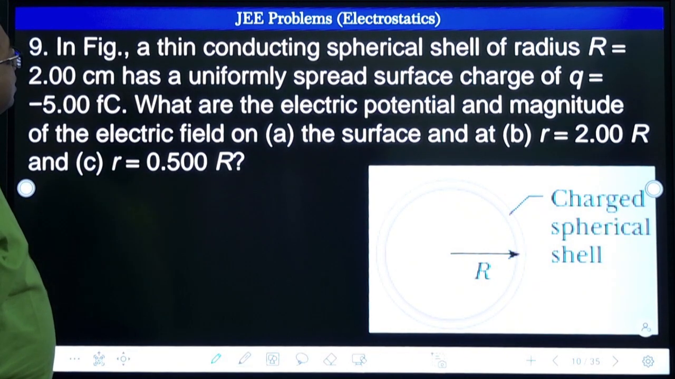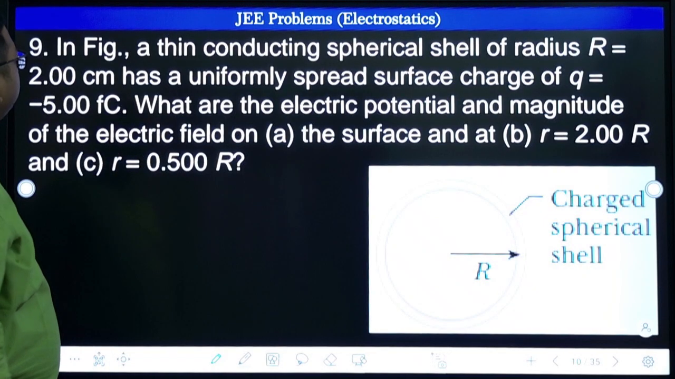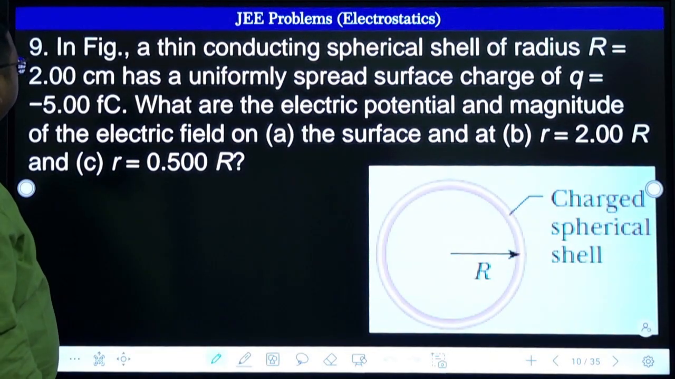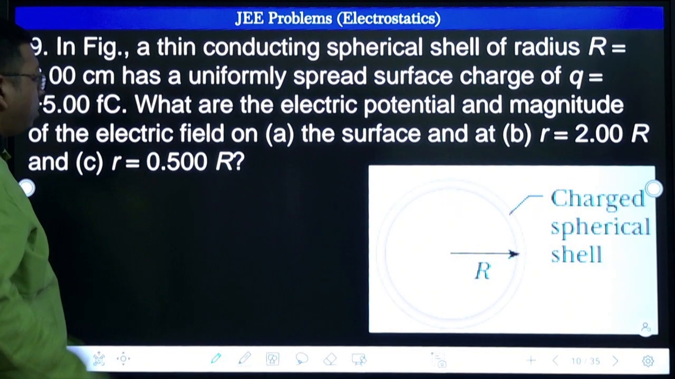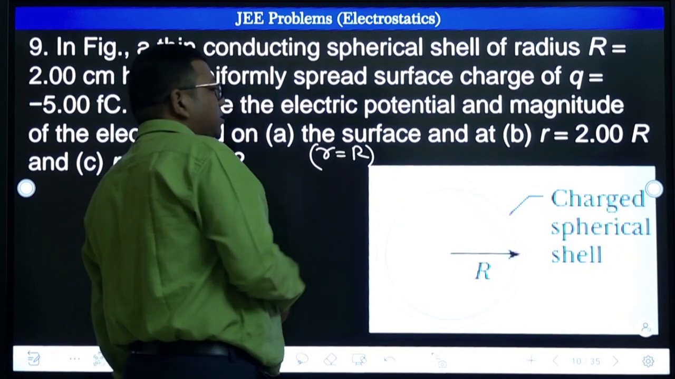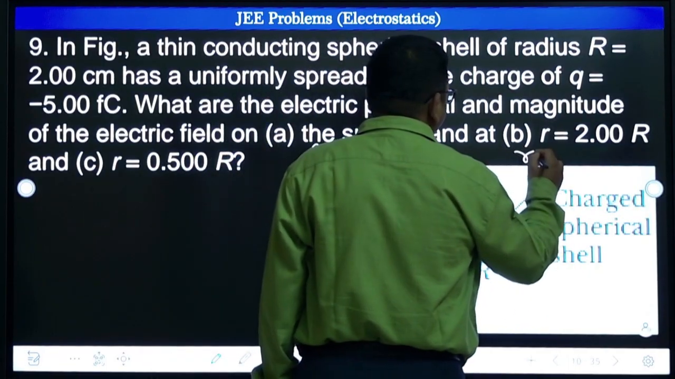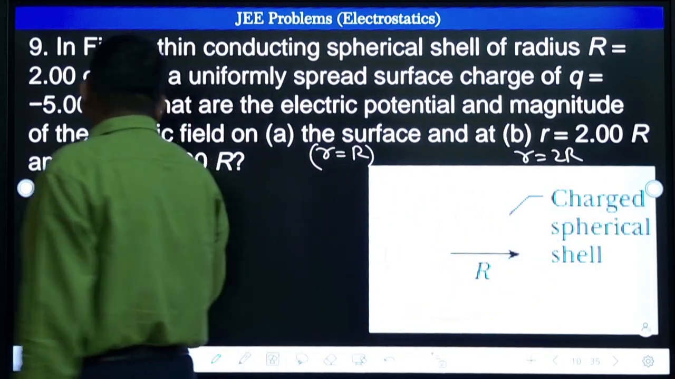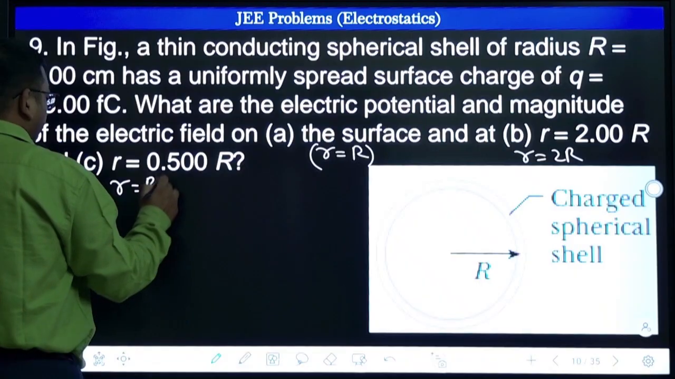Similarly, there is a thin conducting spherical cell of radius R, and the charge is given. What are the electric potential and the magnitude of the electric field on the surface, at r equal to 2R, and at r equal to 0.5R? On the surface means r equal to capital R. The second case is r equal to 2R, and the third case is r equal to 0.5R, or you can say R by 2.